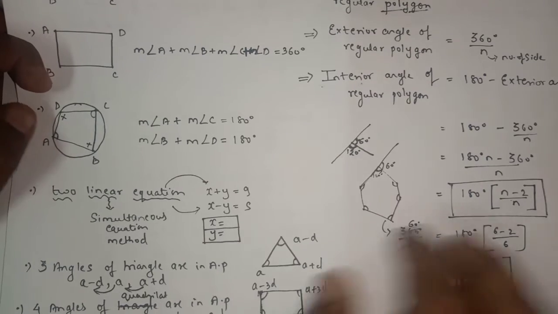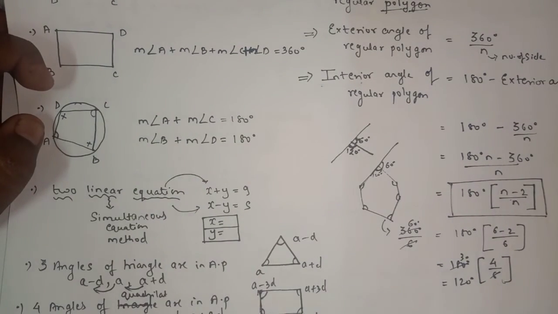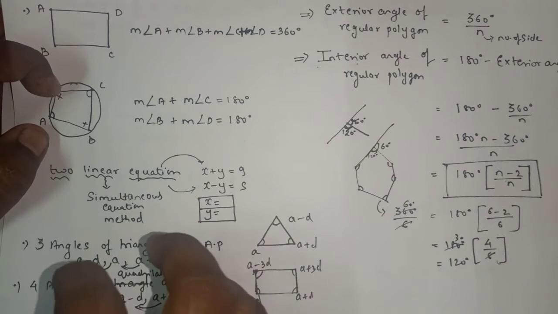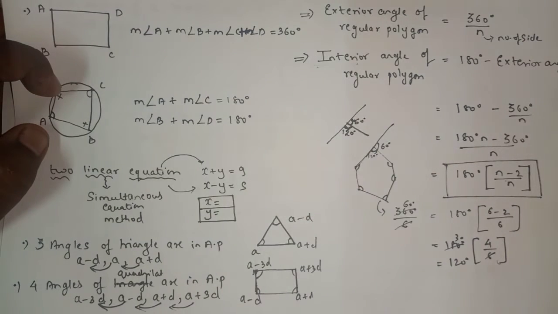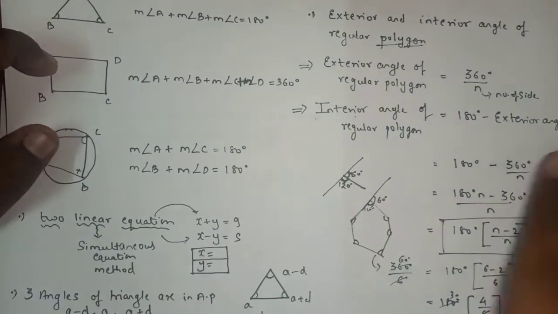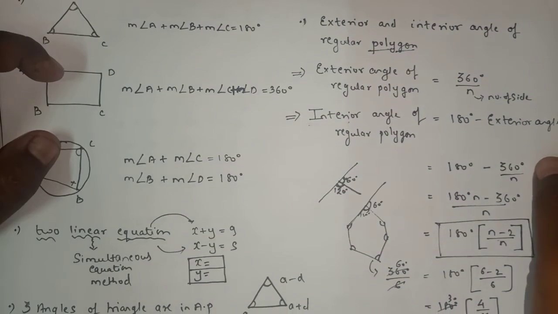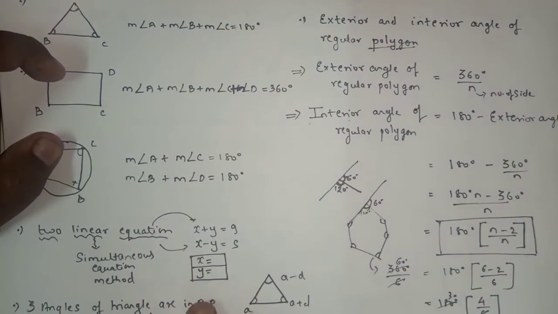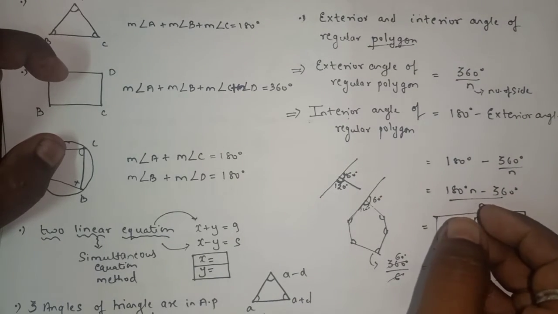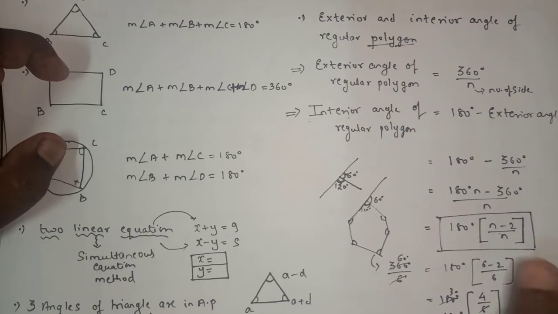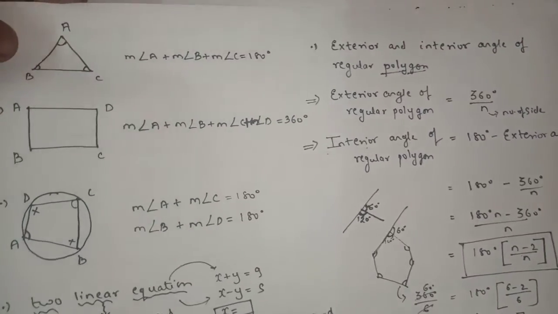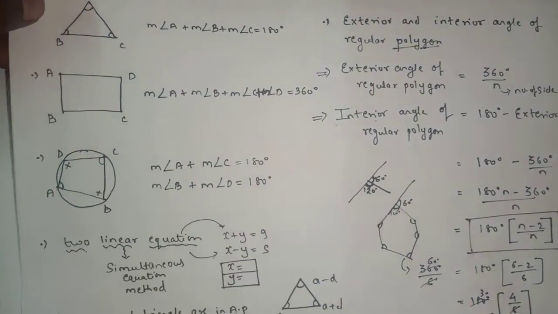Okay, so now we'll see sums based on cyclic quadrilateral and sums based on when the angles of the triangles are in AP, or one sum based on when the angles of the quadrilateral are in AP, and sums based on how to find exterior and interior angles of a regular polygon, when it is a hexagon, pentagon, octagon, septagon. We'll see how to find the interior angle and exterior angle for that. So let's move on to the next sum based on cyclic quadrilateral.